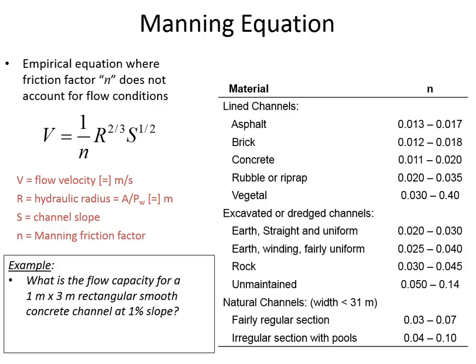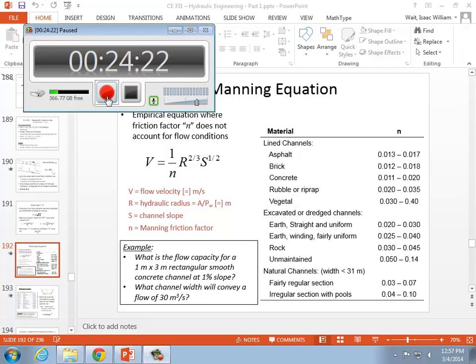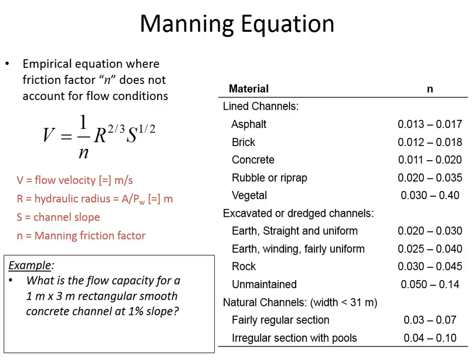So what we want to find here, what you need to calculate, is the flow rate Q. The formula for flow rate is that we multiply this formula for V by the cross-sectional area A. And so that makes Q equal to A divided by N times the hydraulic radius to the 2/3 power, slope to the 1/2 power.